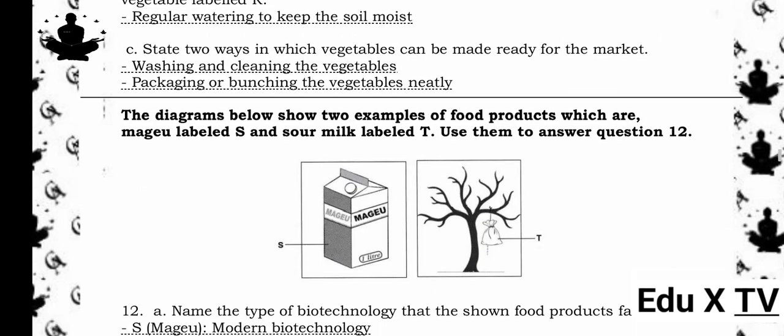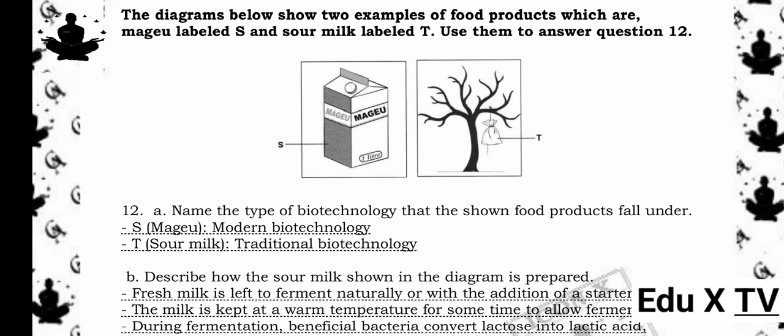The diagrams below show 2 examples of food products which are mageu labeled S and sour milk labeled T. Use them to answer question 12. 12. A. Name the type of biotechnology that the shown food products fall under. S (mageu), modern biotechnology. T (sour milk), traditional biotechnology.